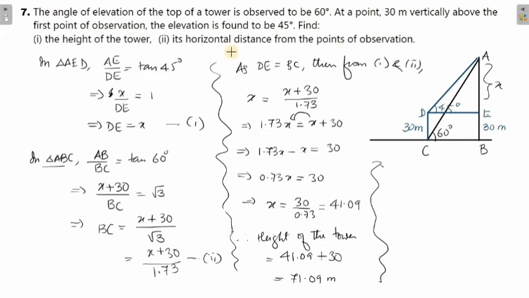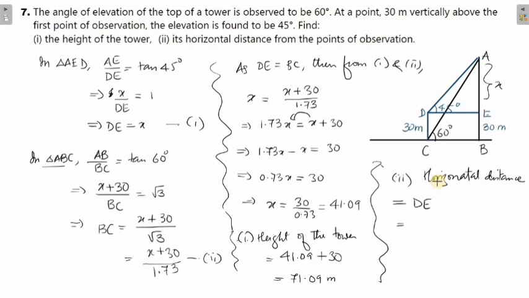Now the question is asking you to find BC, isn't it? If BC is this one, you can say it's equivalent to finding DE. So this is your number 1, and number 2 is the horizontal distance. In place of horizontal distance BC, if I write DE, that is also fine.